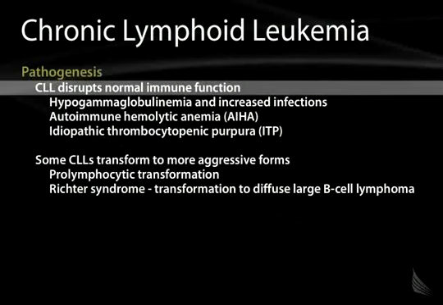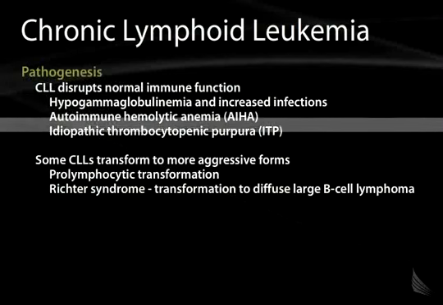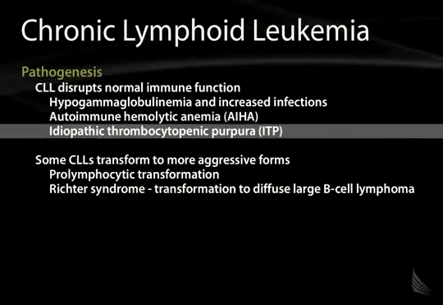So CLL disrupts normal immune function by hypogammaglobulinemia and increased infections, because the lymphoid cells that are circulating are not effective at clearing the bacterial and viral infections. You can also get an autoimmune hemolytic anemia or an idiopathic thrombocytopenic purpura, as the globulins that are being created are against nonspecific entities and can't even be directed against self.